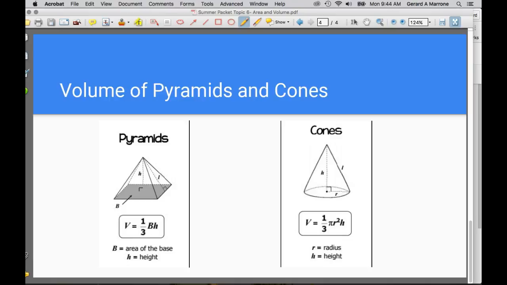The hardest part is with the pyramid when you've got to find the area of the base, depending on what that base might be. Feel free to pause this as you work through it and use any of the formulas as you see fit.